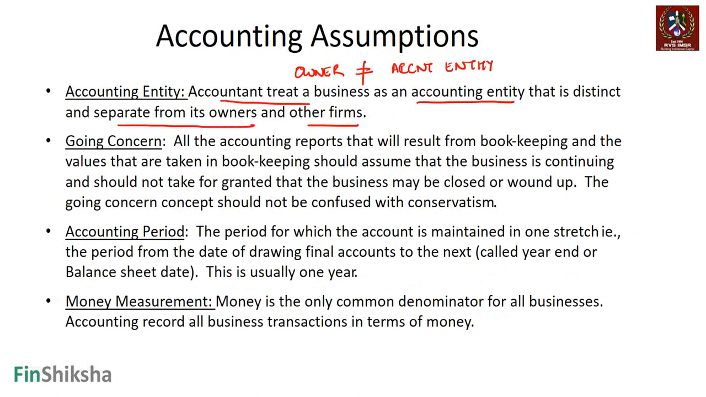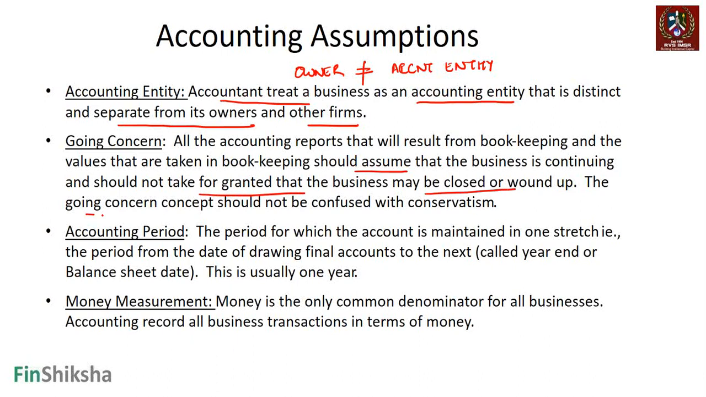Accounting entity is the business for which you are basically creating the accounts. That is different when compared to the owner. The next principle that comes in is something called going concern. All the accounting reports that result from bookkeeping, and the values that are taken in bookkeeping, should assume that the business is going to continue till infinity. It should not take for granted that the business will be closed or wound down.